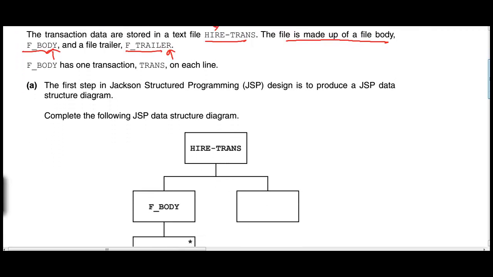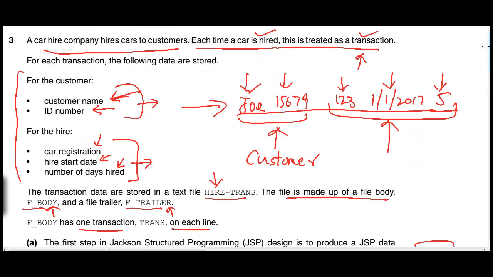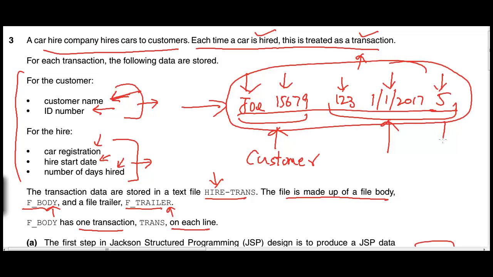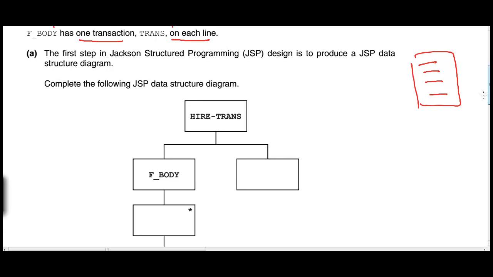And then he says that the file body has one transaction stored on each line. So each line in the text file that we have is going to store a single transaction. So all of this detail, which is our sample detail, is going to be stored on a single line, right? That is what the question is saying. All of this detail is going to be stored on a single line.